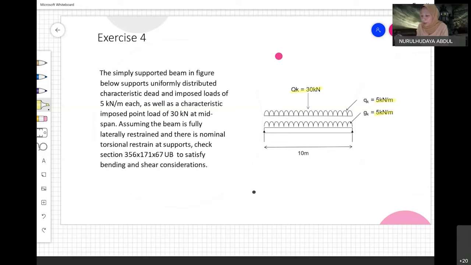Assuming the beam is fully laterally restrained and there is nominal torsional restraint support, check section 356x171x67 UB to satisfy bending and shear consideration. Compared to example number 1, this question gives you section. So dia minta you check this section whether it is suitable or not. Okay, maksudnya you tak payah suggest any other section. Just check saja section ni okay atau tak. And also jangan lupakan length dia bagi 10.